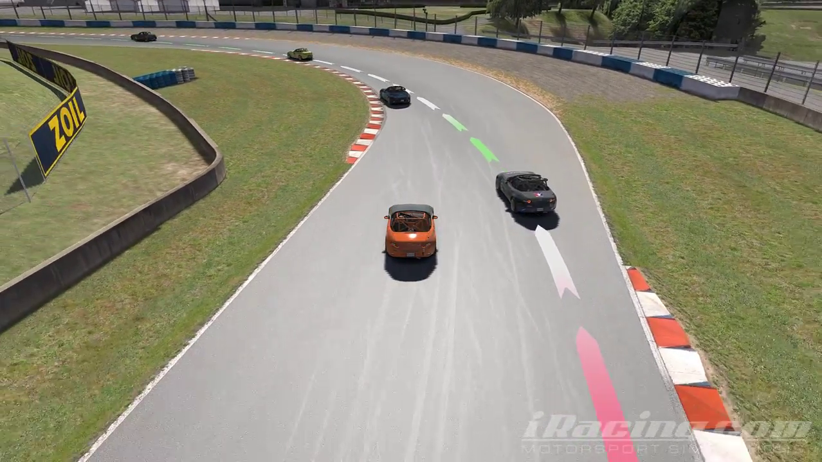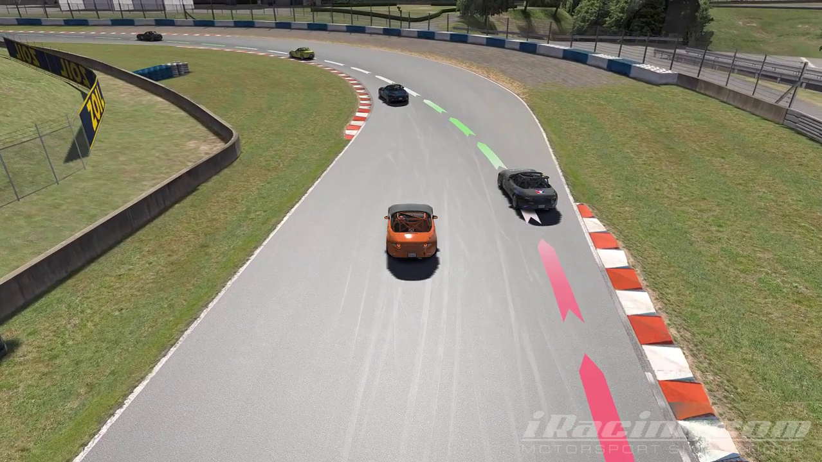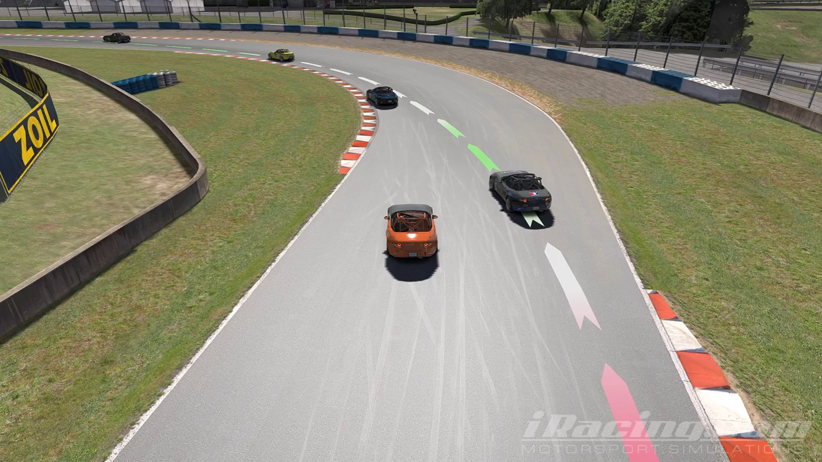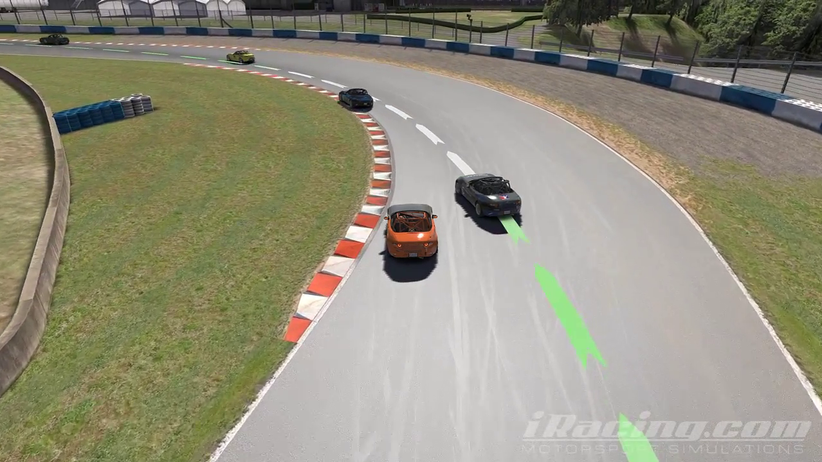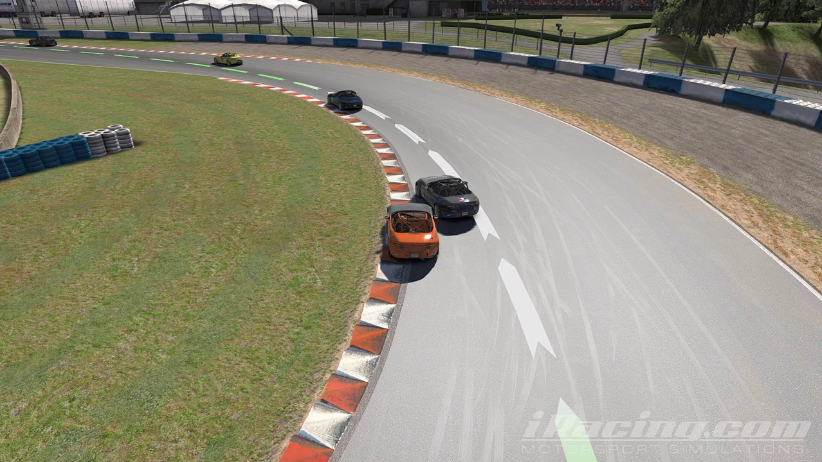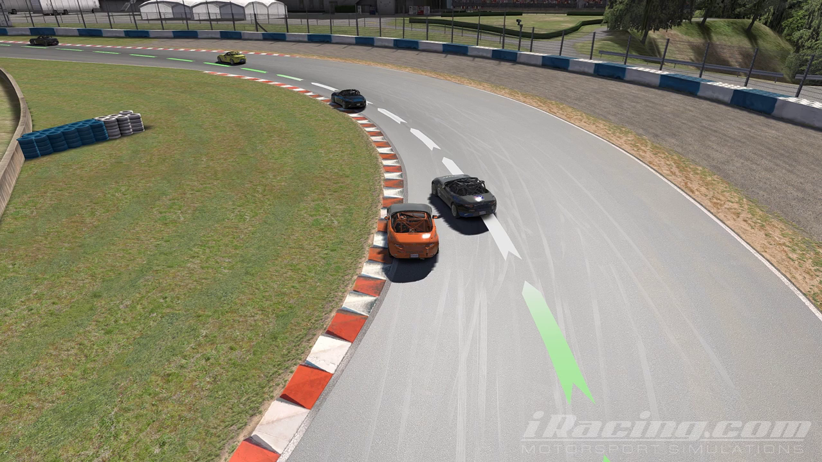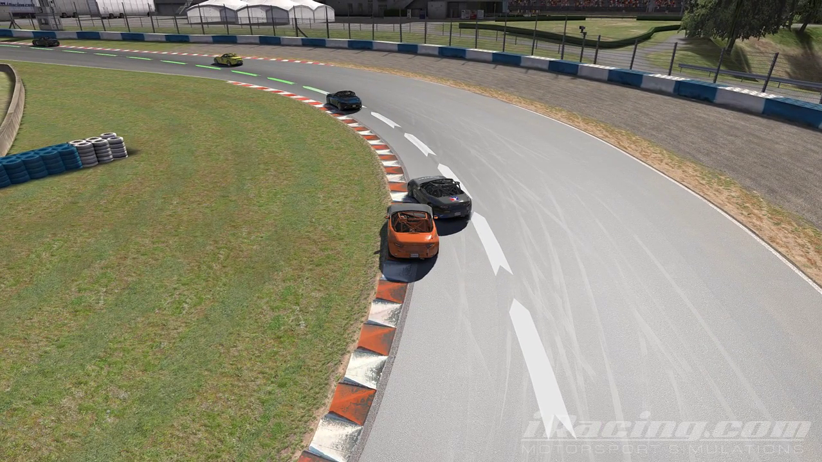Now, if the closing rate was too fast, so the time between the trailing car getting position, that is the nose of the trailing car reaching the rear axle of the lead car, and the contact was too short a time for the lead driver to become aware of the situation, then this would be a case of the trailing car making contact with the rear quarter panel.